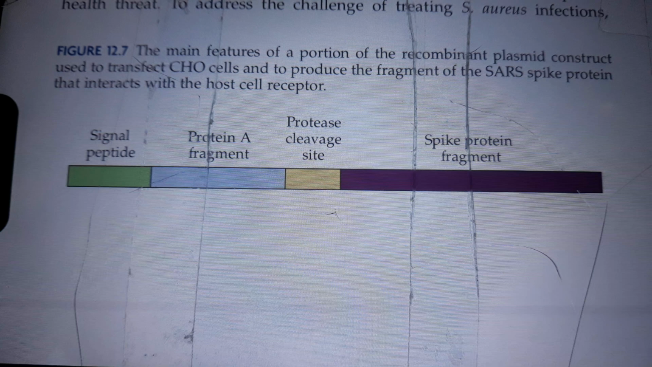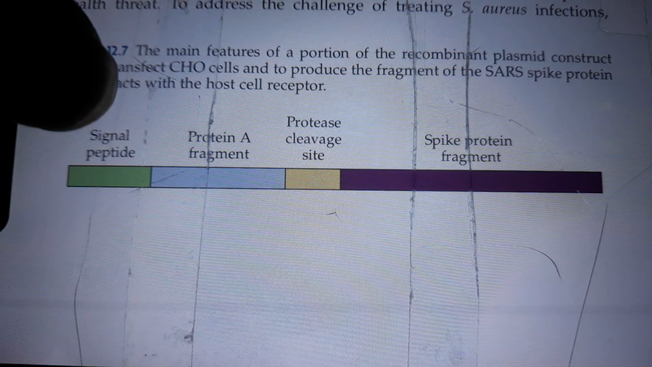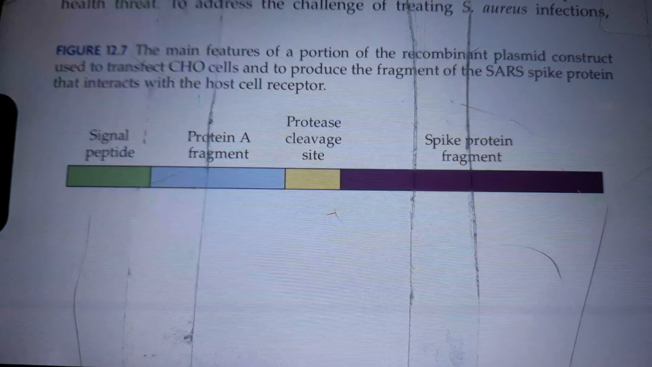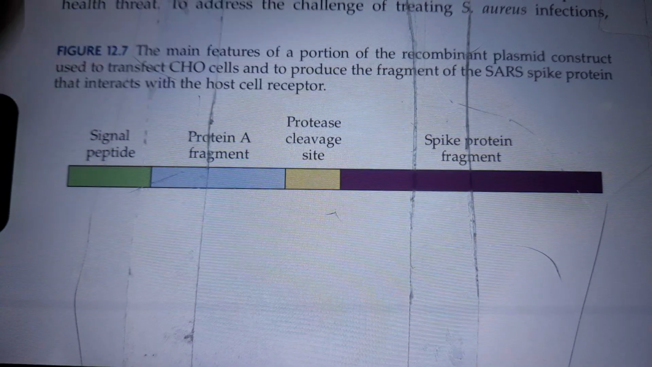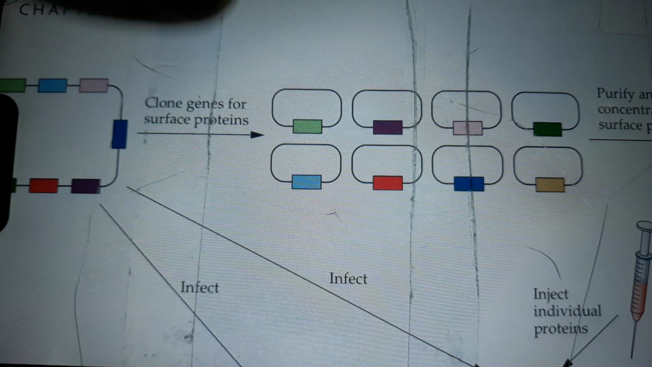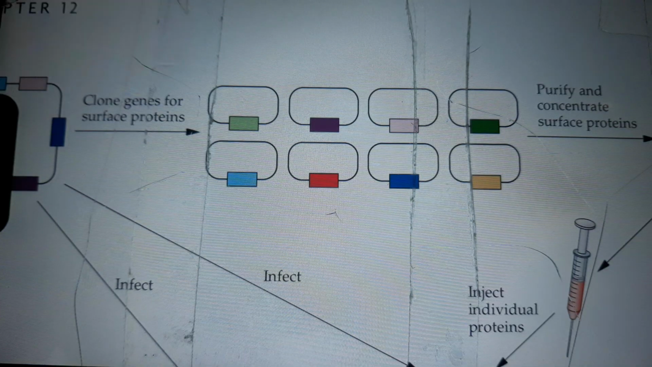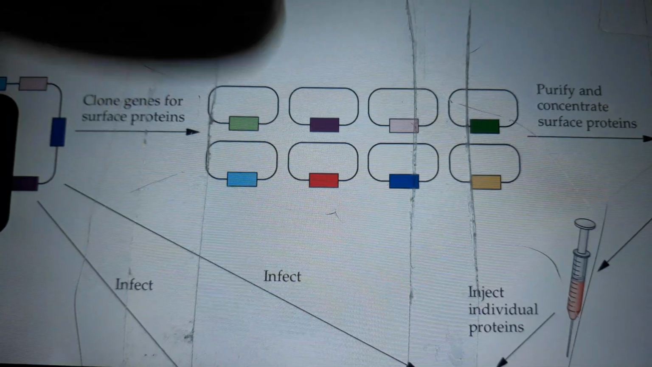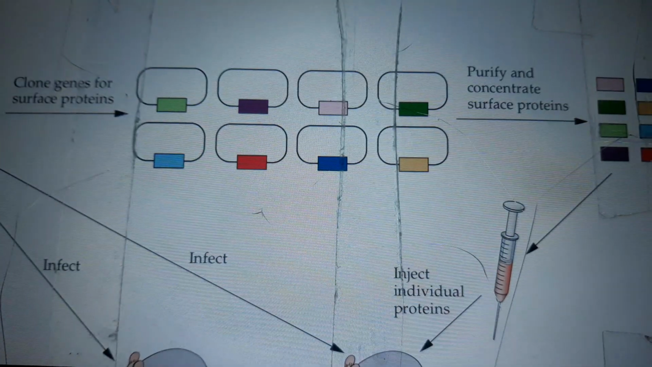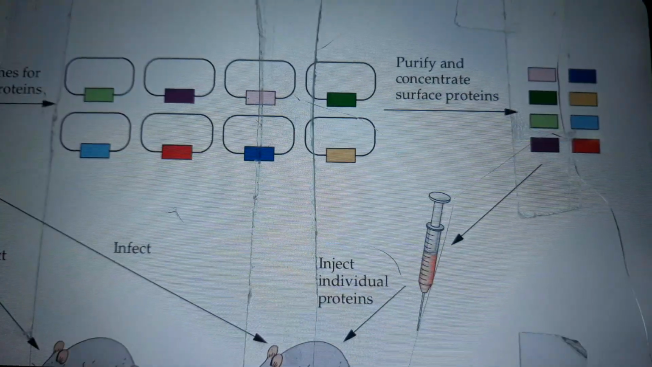Figure 12.7 is the main features of a portion of the recombinant plasmid construct used to transfect CHO cells and to produce the fragment of the SARS spike protein that in fact interacts with the host cell receptor. You have a signal peptide, a protein fragment, protease cleavage site, spike protein fragment. Clone genes for surface proteins, and purify and concentrate surface proteins, right? Take notes on these.